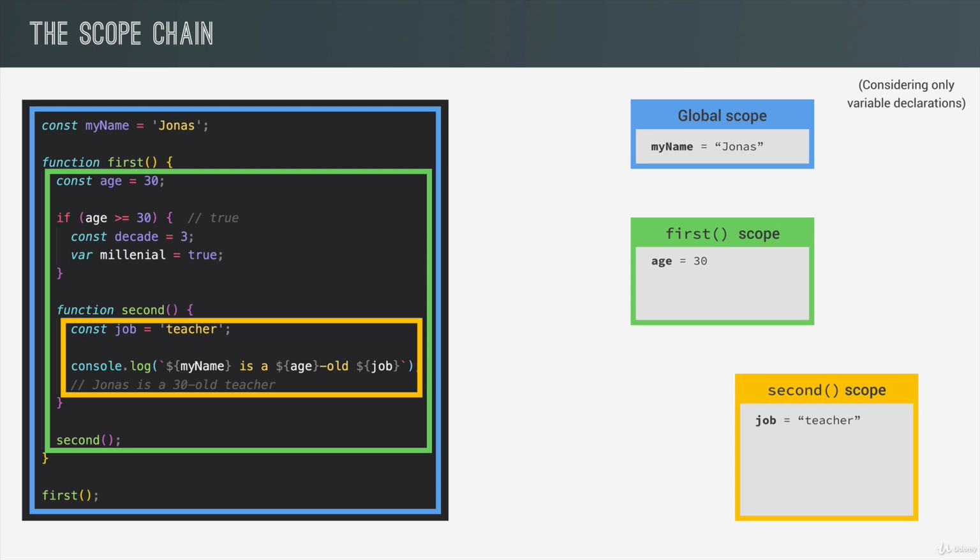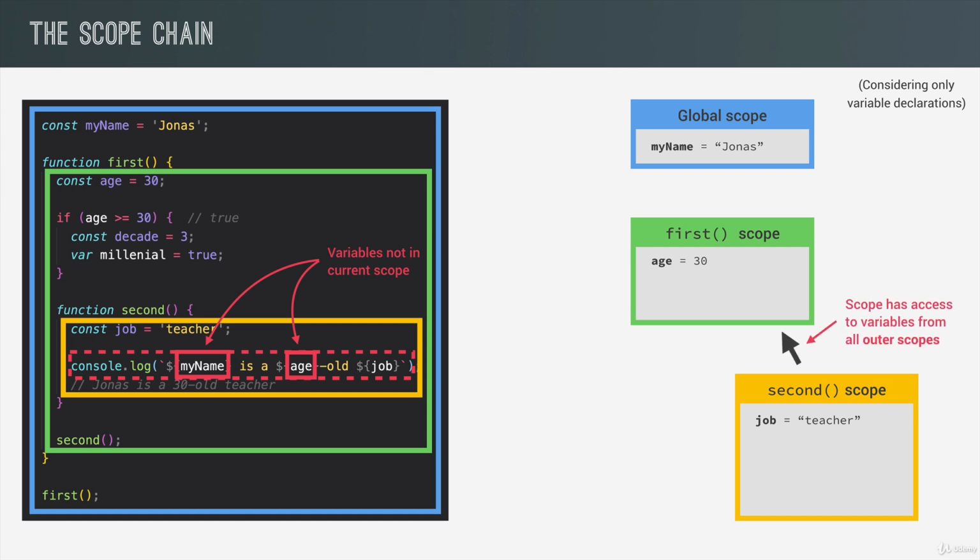But now comes the actually interesting part, because here in the second function, we have this line of code where we need the myName variable and the age variable, which were both not declared inside the current scope. But we really need these variables here, because otherwise we can't create this string here, right? So how can this be fixed? How will the JavaScript engine know the values of these variables? Well, the secret is that every scope always has access to all the variables from all its outer scopes. So from all its parent scopes.